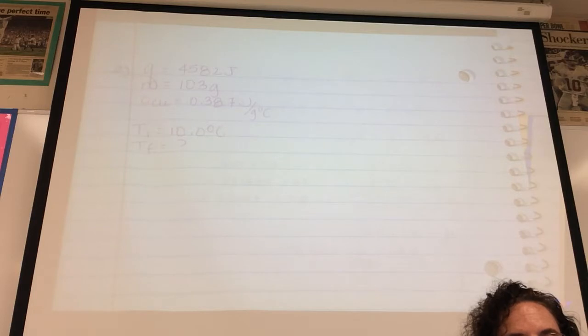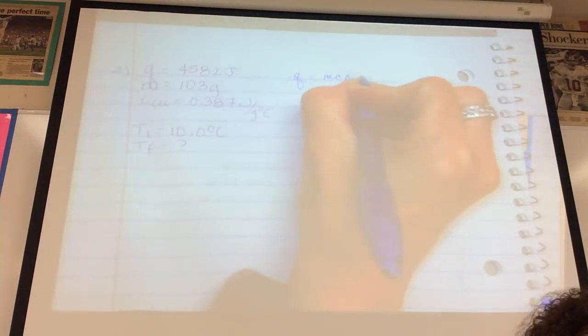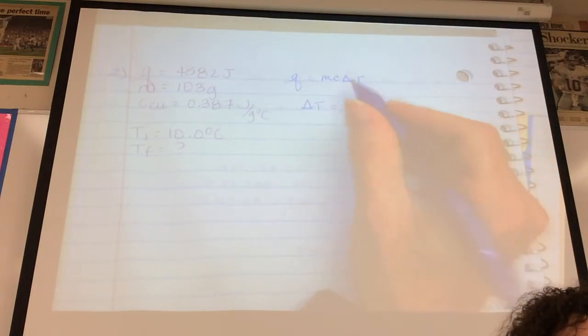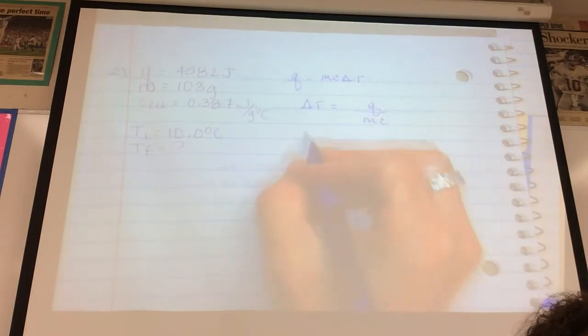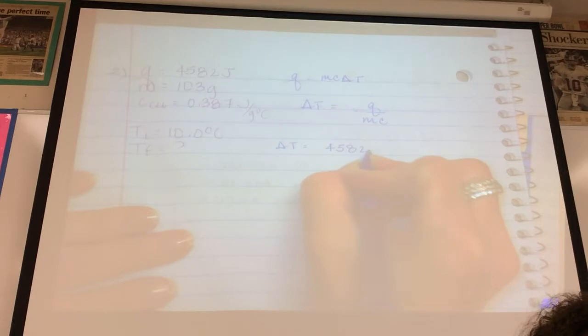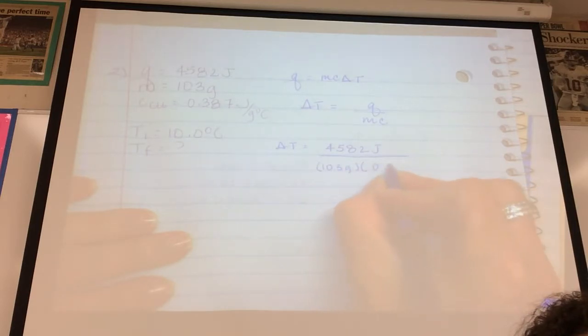Be very careful in these initial and final temperatures. Don't get too algebraic with it. Keep it simple. Solve for delta T first, and then do the other piece of it. So we have Q is equal to MC delta T. What is delta T equal to? From this equation, solve for delta T. Q divided by MC. So delta T is equal to 4,582 joules over the mass and the specific heat.